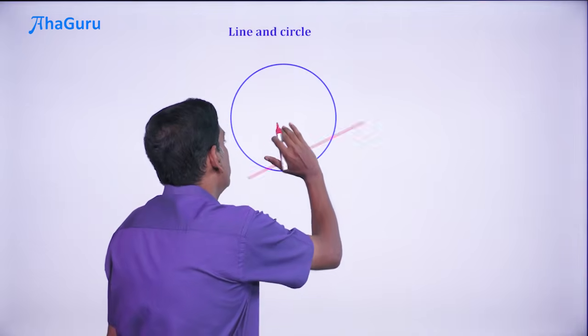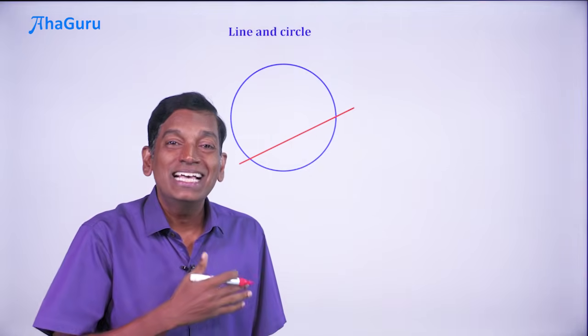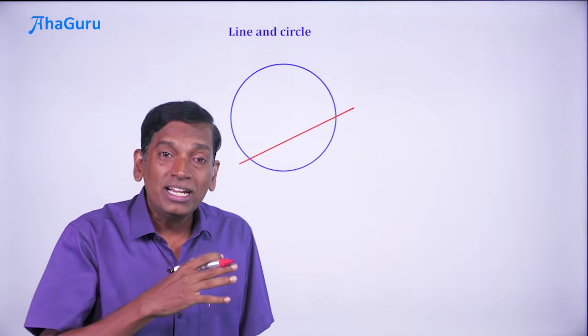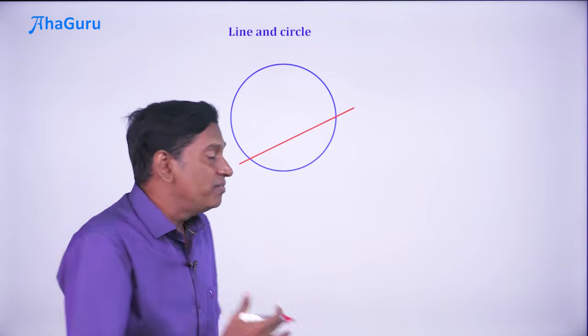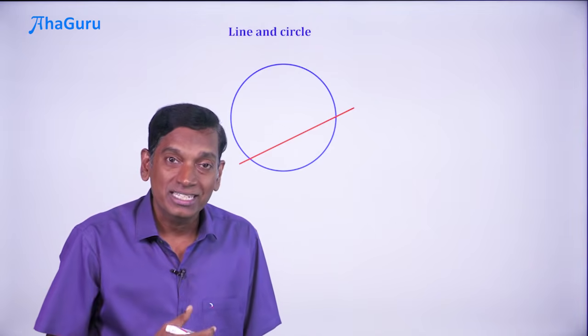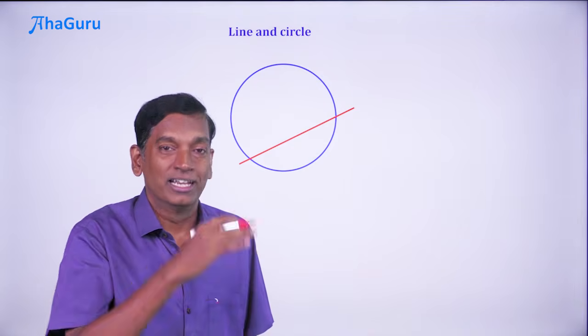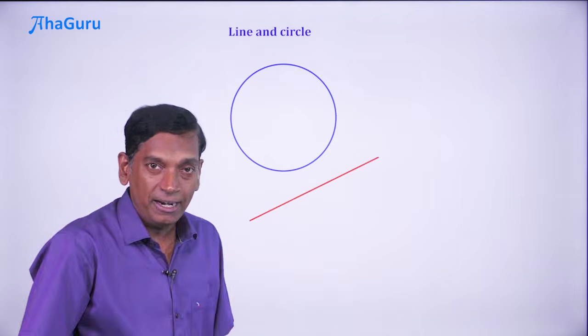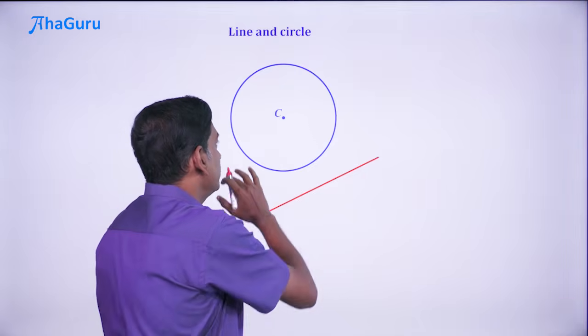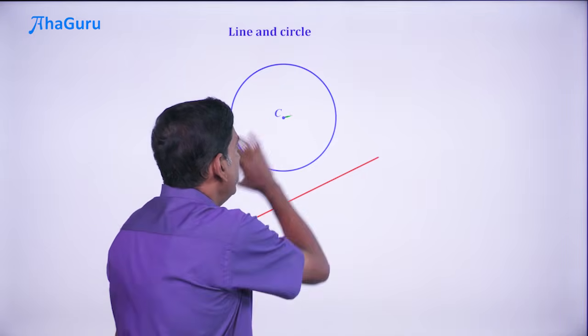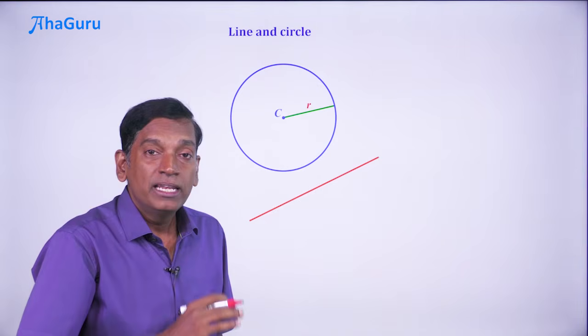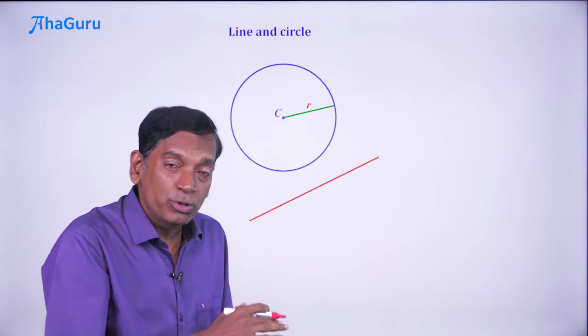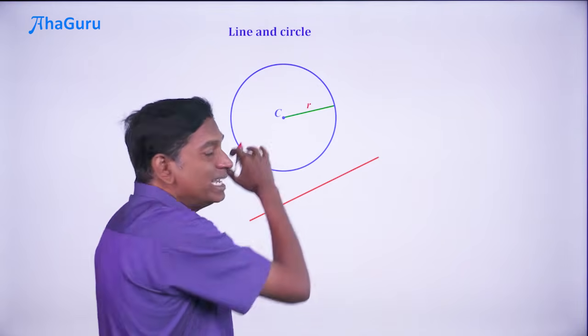If I move it a little bit further, it now becomes a secant. Now what are the conditions under which we get these different configurations? That's what we are going to learn, okay. So let's start with this first configuration that we had, okay. Let's call the center of the circle C and the radius R, okay. Now let's drop a perpendicular from C to the line.